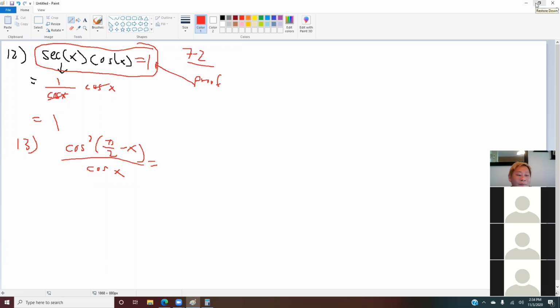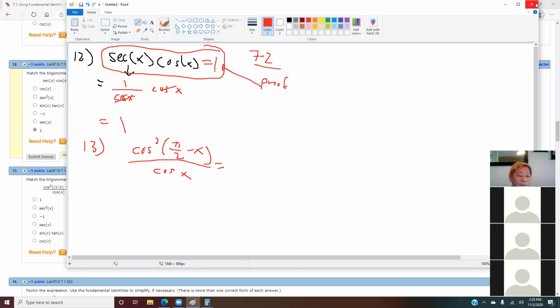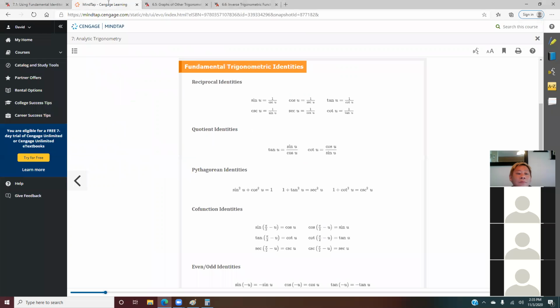Would the cosine x in the denominator cancel with one of the cosines squared? It can't cancel because they're not the same angle. If they were cosine squared x and cosine x, they're the same angle, so then you can cancel. Can you go back to the identities quickly? Make sure you have this identity with you.